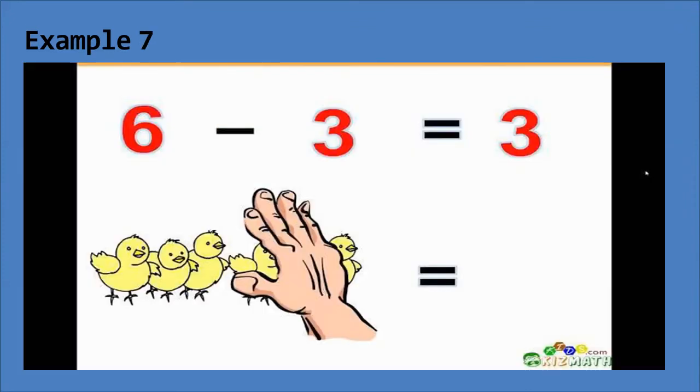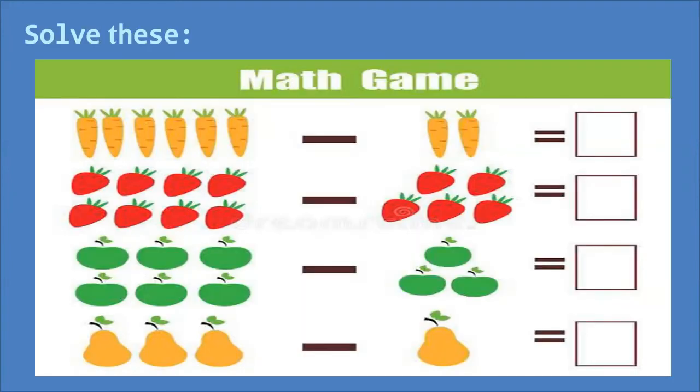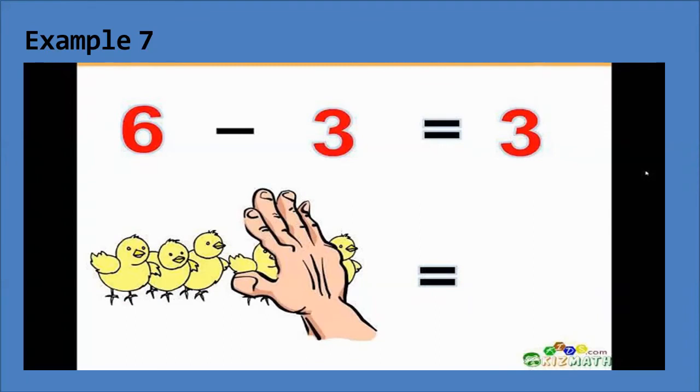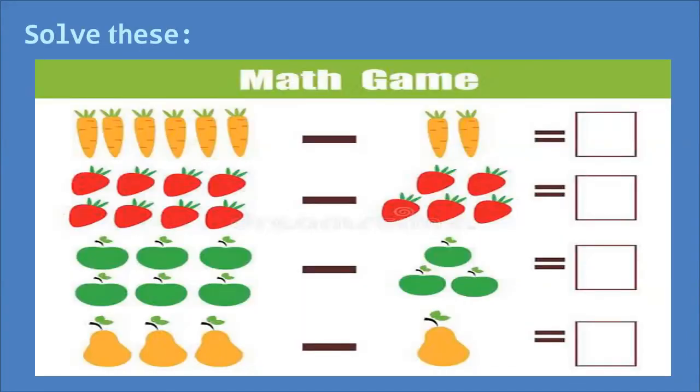Let's move on to the next example. Oh wow, here are some chickens. Do you know how many chickens are there? Let's count. 1, 2, 3, 4, 5, 6. There are 6 chickens. Oh, a man caught some chickens. If a man caught 3 chickens, then how many chickens are left over? Let's count. 1, 2, 3. Oh, there are 3 chickens left over. Hope you understand how to subtract numbers.